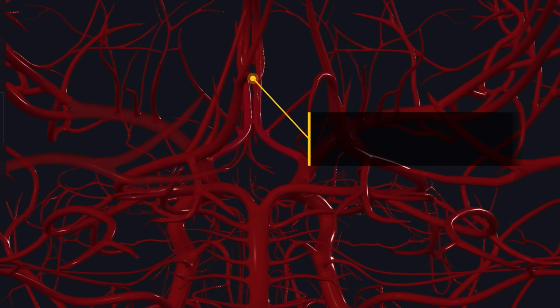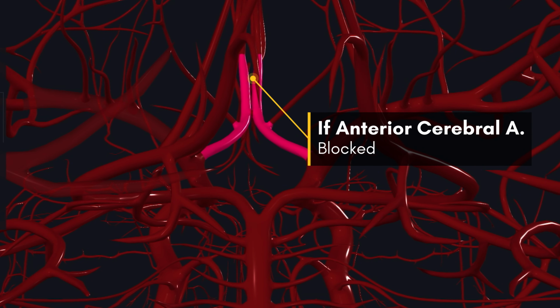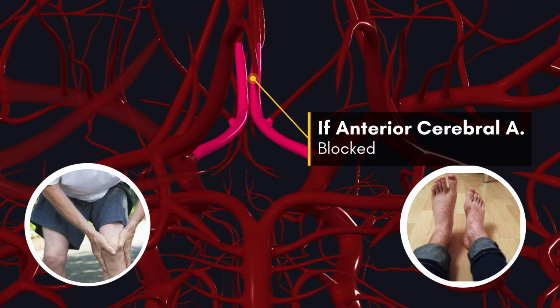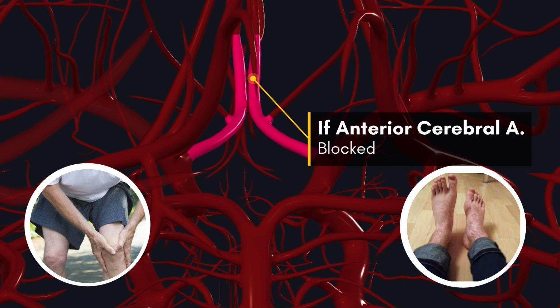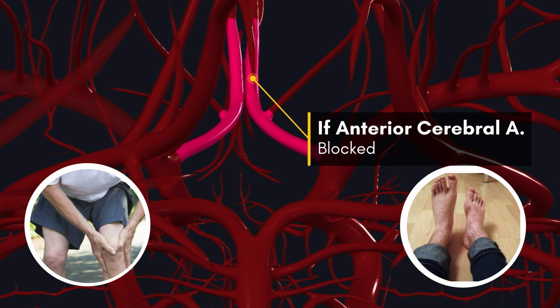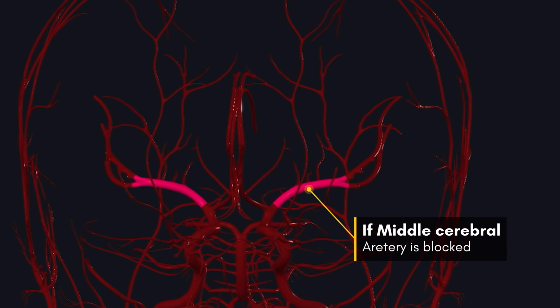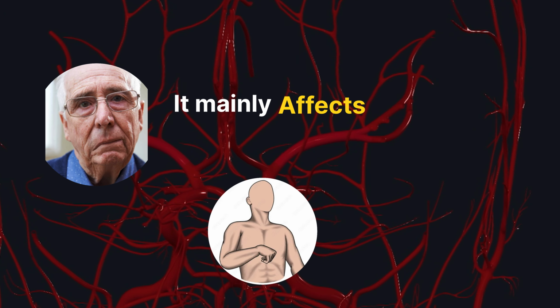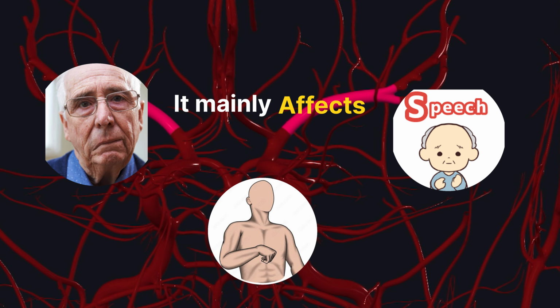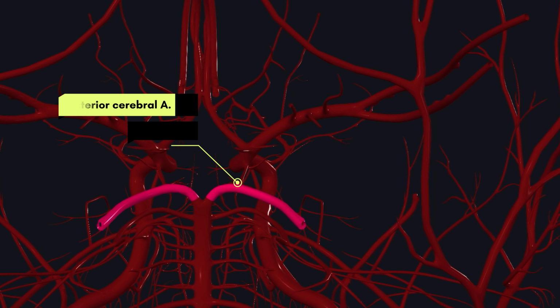If anterior cerebral artery is blocked, that results in stroke that affects legs and feet much more than upper limb. It also affects the upper limb, but the legs and feet are prominently affected in anterior cerebral artery stroke. In middle cerebral artery stroke, it mainly affects face, arm, and speech of the patient. Speech is very important. If the speech of patient is affected, suspect middle cerebral artery stroke. If posterior cerebral artery is affected, it mainly affects the eyes.